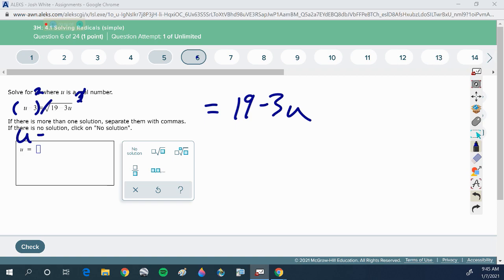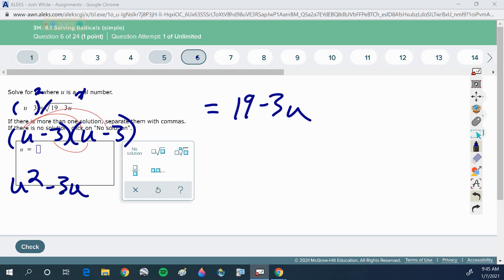How do you do u minus 3 squared? Can I just say u squared plus 9? No. I have to write it out. And then I multiply those. U squared. Multiply those. Negative 3u. Multiply those. Negative 3u. And those would be plus 9. Then I put the middle together. So u squared minus 6u plus 9.